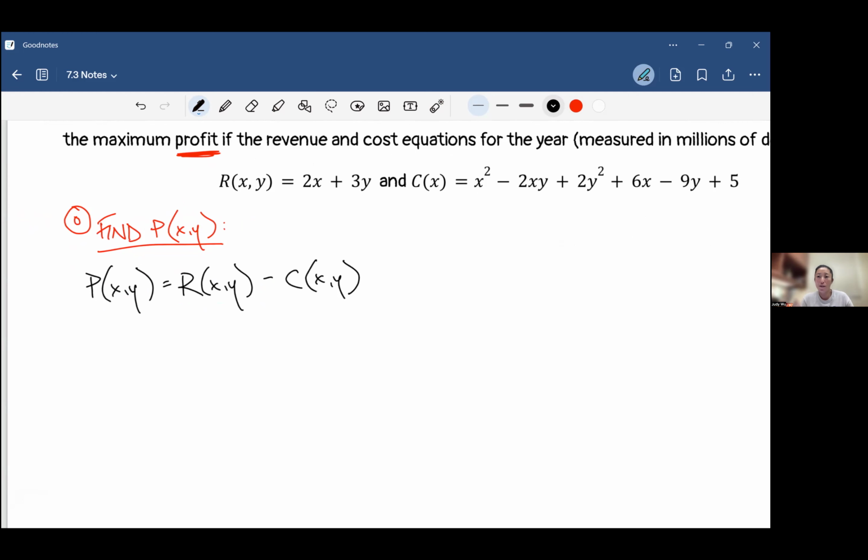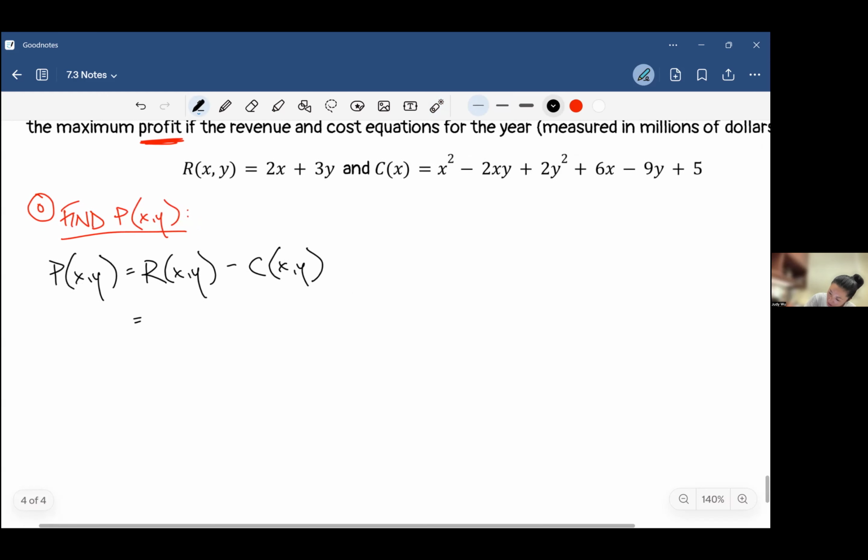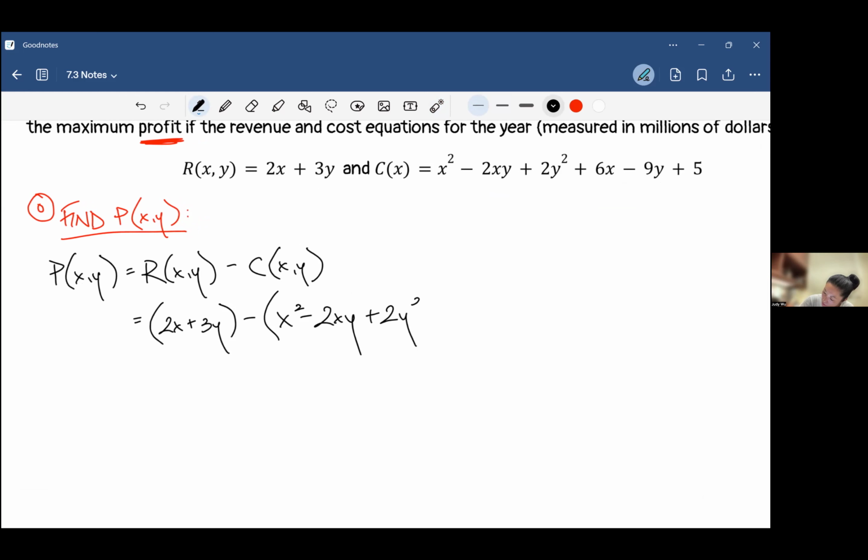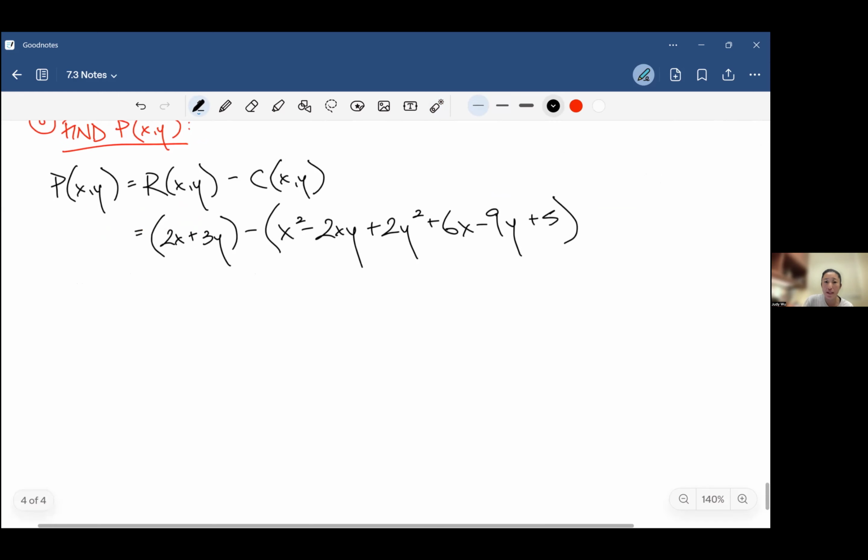Now, it's important that we do revenue minus cost and not the other way around, because revenue is how much you're bringing in, and the cost is how much you're spending. So I'm going to throw this equation minus this equation down here. And we're going to get 2x + 3y minus, we're going to open up a parenthesis, x² - 2xy + 2y² + 6x - 9y + 5. I want to be really careful here, because if I don't distribute that minus sign, then I'm going to get the wrong profit function.